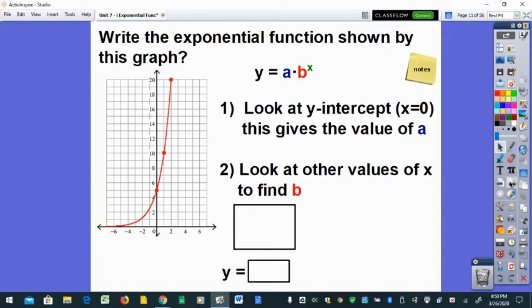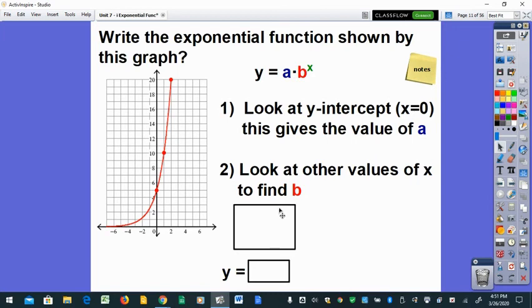Final thing I want to look at is to go backwards. This is the backwards problem. What if I gave you the graph and asked you for the equation? How can we find the pieces off the graph? The first thing you're going to do is look for the y-intercept. Where does the graph hit the y-axis? And you'll notice right here, it's at 5. That y-intercept is your a. So right now we know that the a is going to be 5.